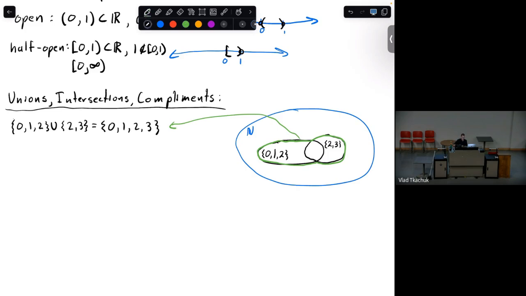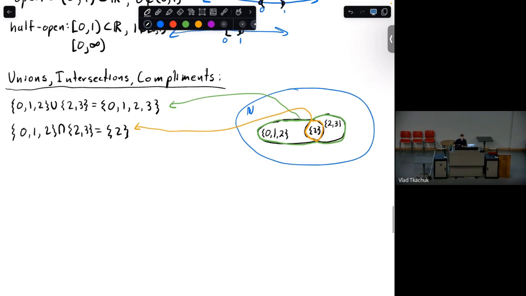Cool. Next thing is these intersections. So 0, 1, 2 intersect 2 and 3. What does that look like? It's the thing that they have in common, as the word intersection might indicate, and that's 2. So that set would be like this thing here, and that would just contain the number 2.